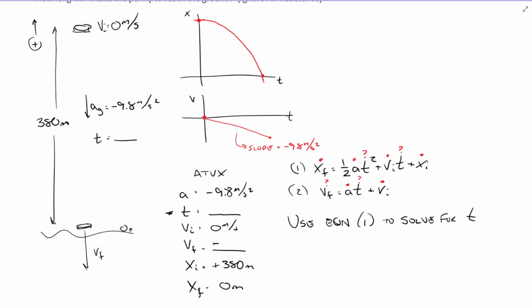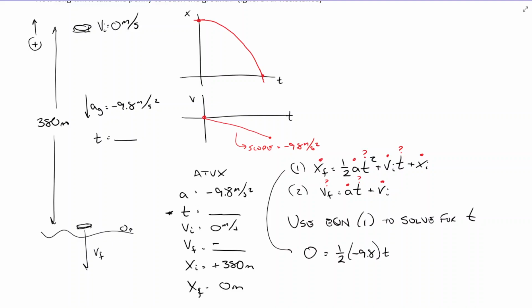All right, so I'm going to write out equation 1. I'm going to plug in the things I have in equation 1. My final position is 0. I have 1/2 of negative 9.8. I'm not going to put the units in here because I have everything in meters, seconds, meters. And so my answer should spit out seconds as an answer for time.